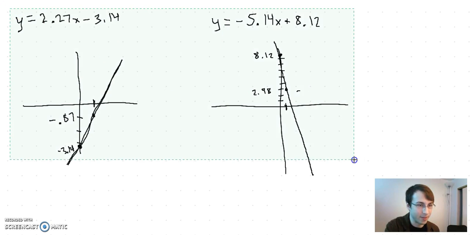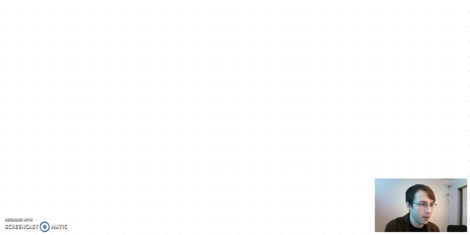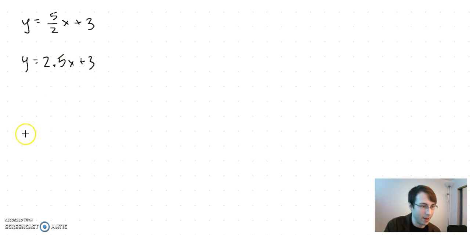Yeah, let's try some examples with fractions. So first off, how about y equals 5/2 x plus 3, something like that. So one way to go about this, you can always convert a fraction into a decimal. So if you were to divide 5 divided by 2, you can even just punch that into your calculator if you want. That's equivalent to y equals 2.5x plus 3. And we already know how to graph decimals, so that's pretty straightforward.